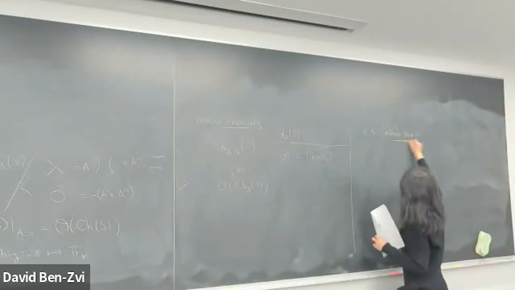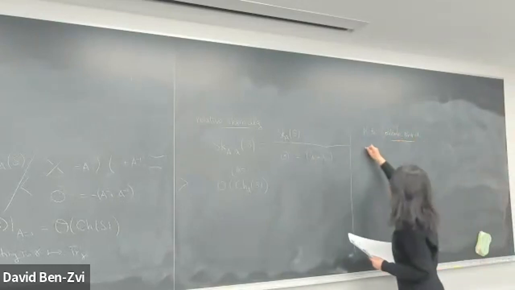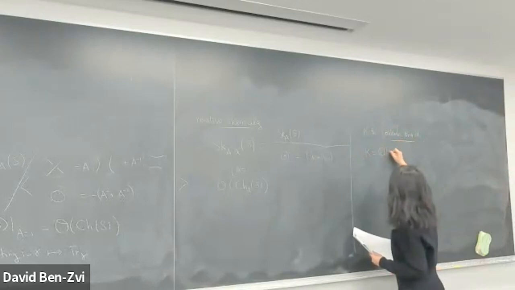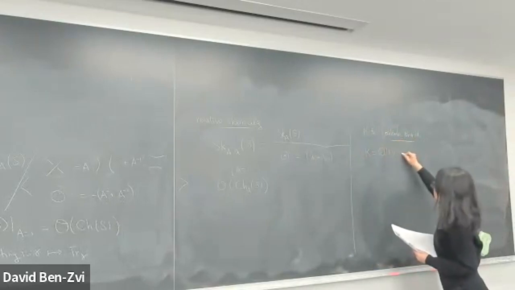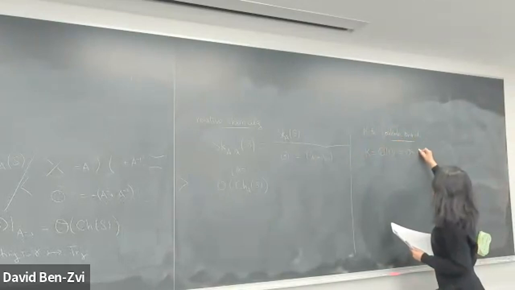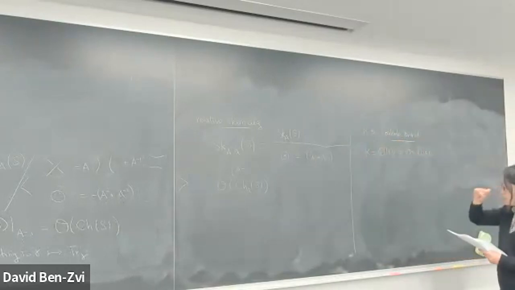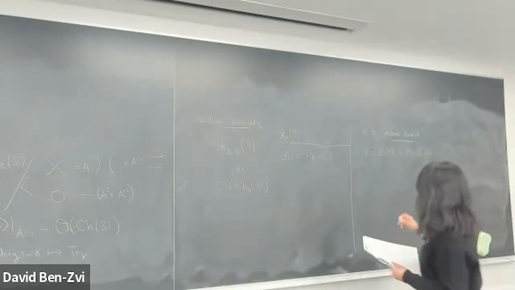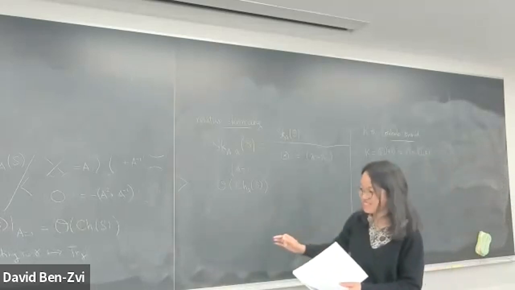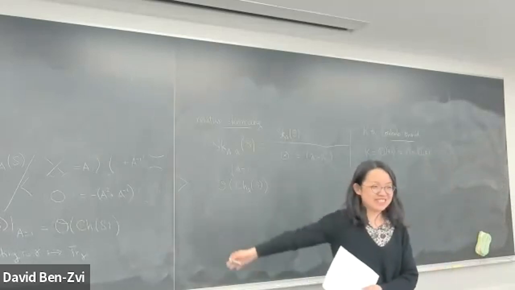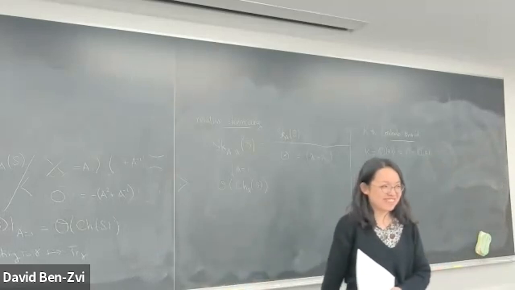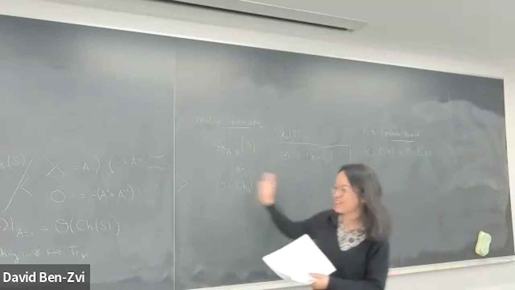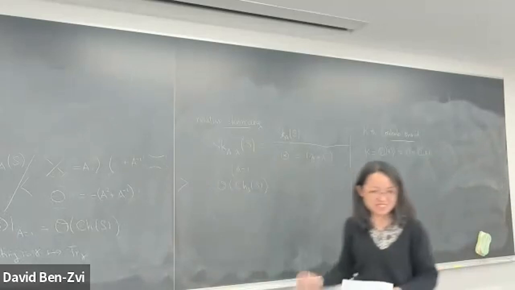The definition is as follows. Let's fix K to be the field of Laurent power series, and then we fix O to be the integers inside here. And then we take G to be, okay, I forgot I said G equals SL2. Now G will be something else. Before, all this was for SL2, but now G will be some other group.